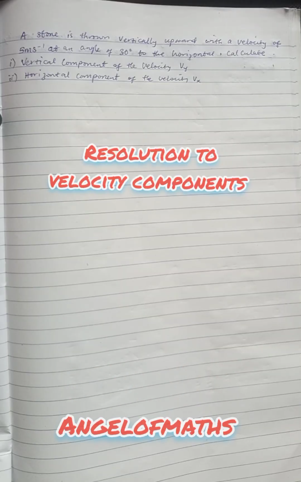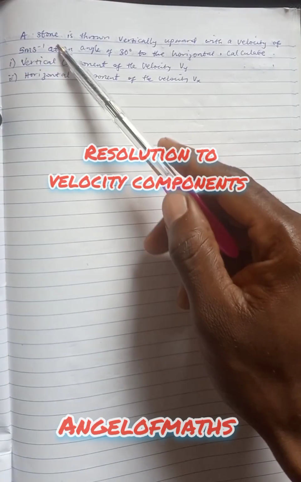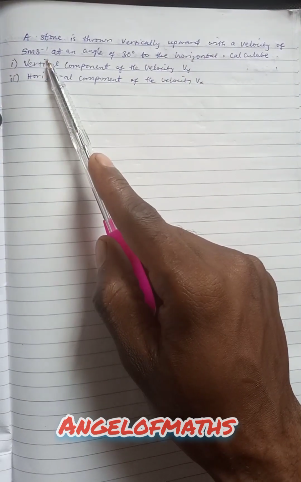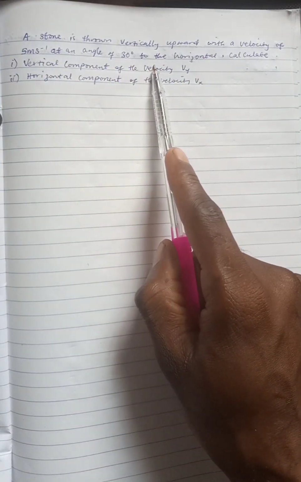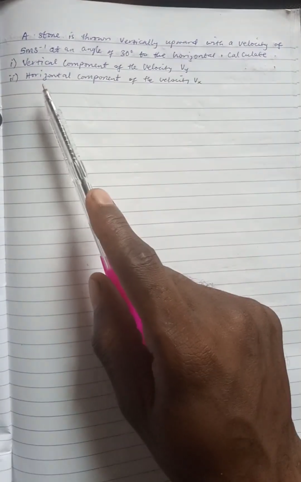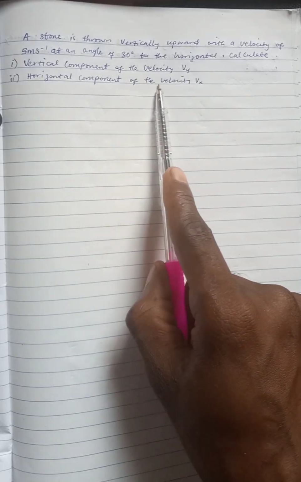All right, now the next question is, a stone is thrown vertically upward with a velocity of this at an angle of this to the horizontal. Calculate the vertical component of velocity, and again calculate the horizontal component of velocity. So this is like resolution of velocity. If I have a velocity that is thrown at an angle, it means that there will be a vertical component to the velocity, and again there will be a horizontal component to the velocity.